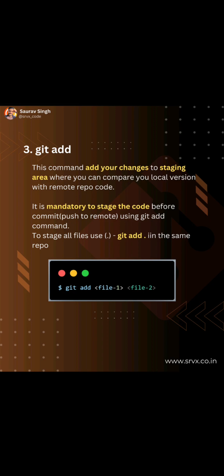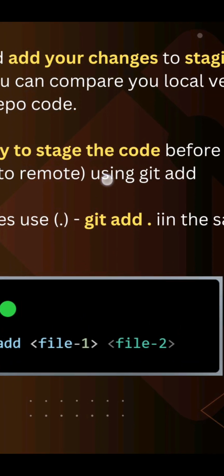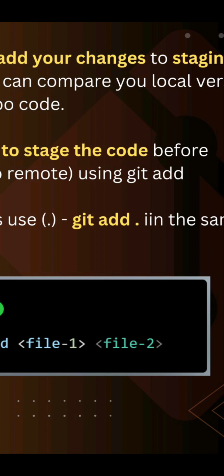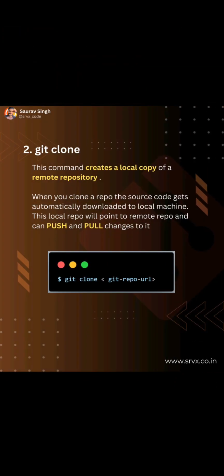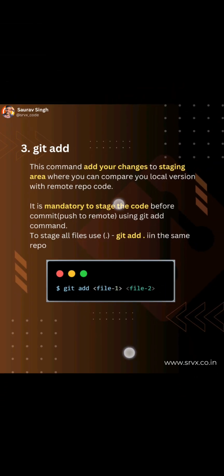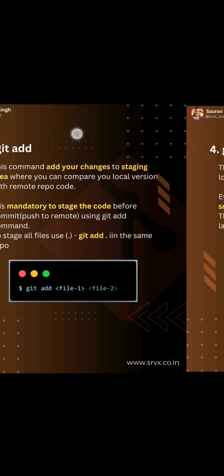To stage all files, use git add dot. If you are not clear, you can see the command here: git add dot. You have to use this command, git add dot, so all your files will be added to the staging area, and then you can commit all the files, right?